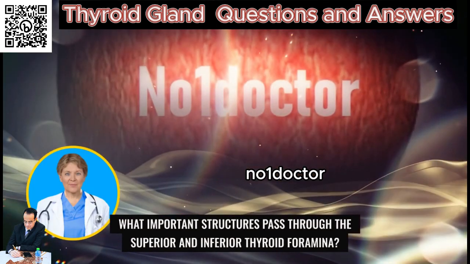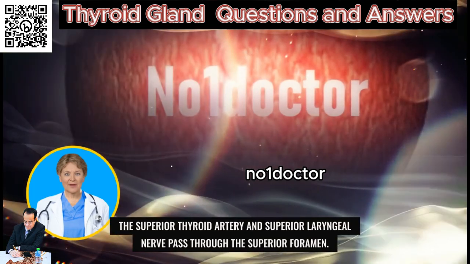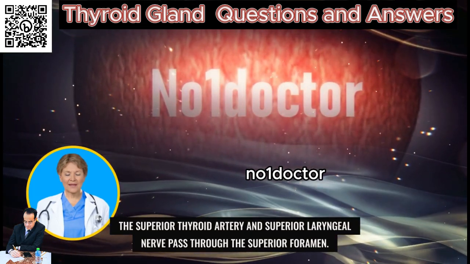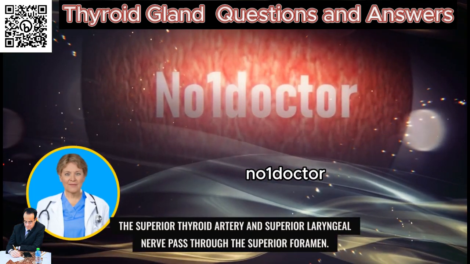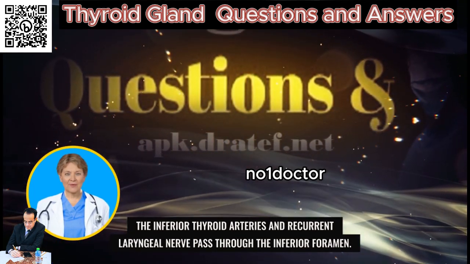What important structures pass through the superior and inferior thyroid foramina? The superior thyroid artery and superior laryngeal nerve pass through the superior foramen. The inferior thyroid arteries and recurrent laryngeal nerve pass through the inferior foramen.